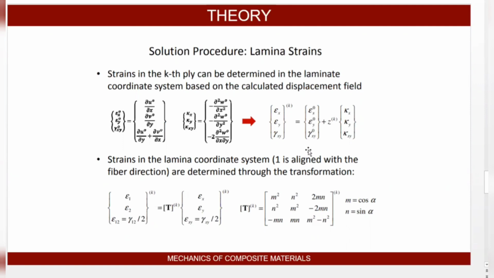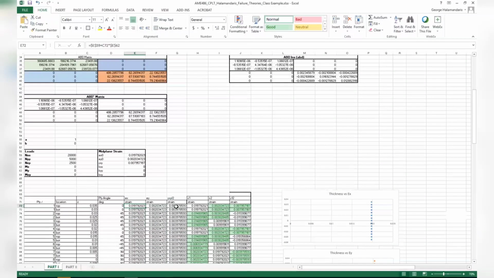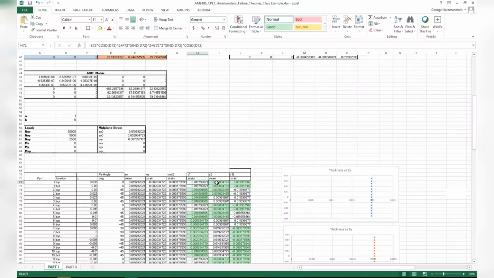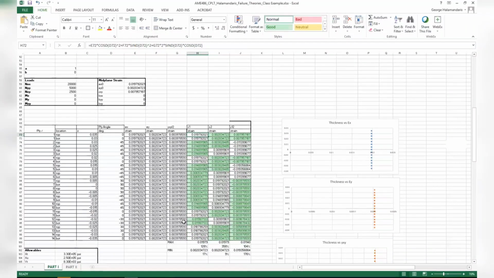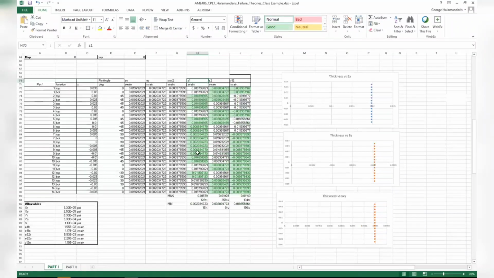This will be done by this relationship here. So you have your midplane strains, and then you have your Z station. You multiply that by the curvatures to return your strains in the global coordinate system. And then you would transform them into the local coordinate system. So now I have my strains in the global coordinate system, and then using the transformation matrix, these are rotated locally. You can notice these are all fairly similar under an axial load, and then they change based on angle because they're being transformed from the EX to E1, or the global to local.